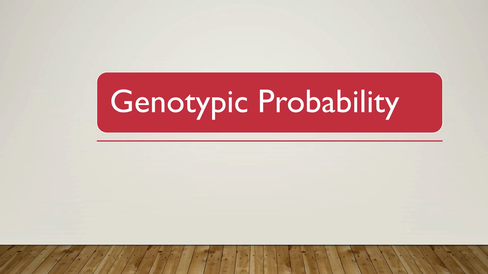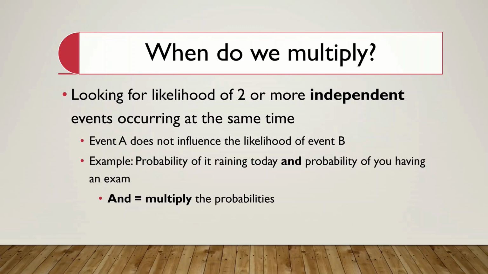Hi, in this video we are going to learn how to calculate the probability of inheriting a specific genotype. But before we could do an example problem, we need to learn when we should multiply and when we should add. So we're going to multiply when we're looking for the probability of two or more independent events occurring at the same time. So an example could be, what's the probability of gene A having this genotype and gene B having that genotype? And the key here is that when we say and, we're going to multiply the probabilities.